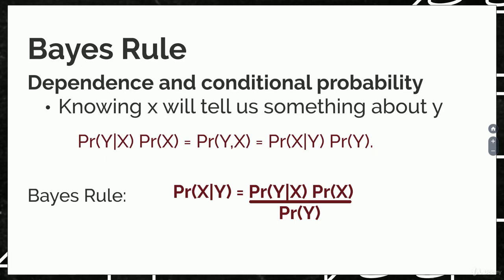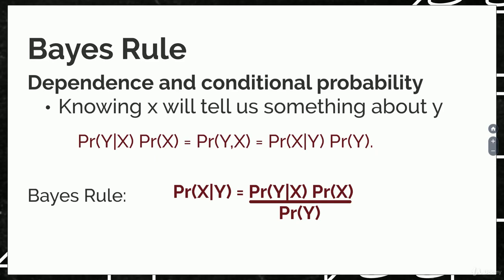Again, this is what machine learning is based around. In this scenario, the probability of Y given X times the probability of X is equal to the probability of Y and X. And again, that is equal to the probability of X given Y times the probability of Y. Solving that, moving some things around algebraically, is going to give us Bayes' rule.